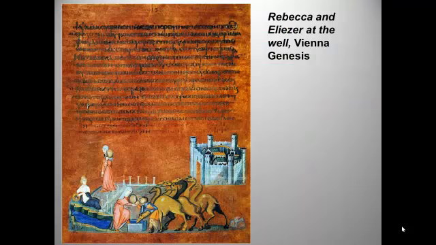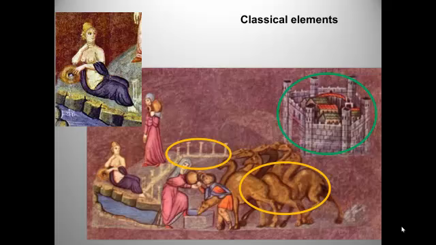Here's the second image from the Vienna Genesis. Again, we see continuous narrative, Rebecca coming to the well and just below her meeting with Jacob's representative and servant and chosen representative Eleazar. We also see a number of classical elements, which I've circled. So what are they? Well, most obviously, I didn't actually circle this when I called it out.